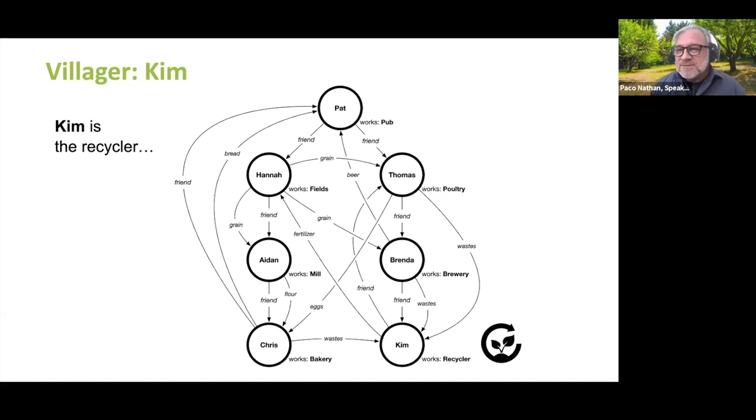And so here you can see, in the context of a small village, seven businesses, let's say, there are these relationships between the businesses. Who is friends with whom? Who sells to whom? What do they sell? What do they consume? And so we have a graph, and it's describing really a circular economy for this little village.